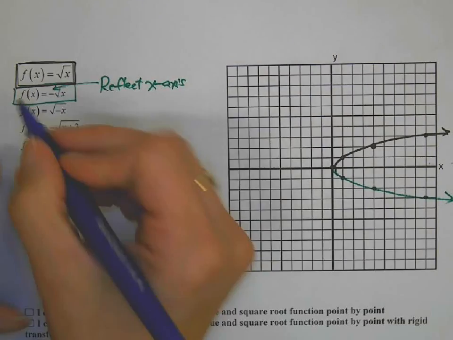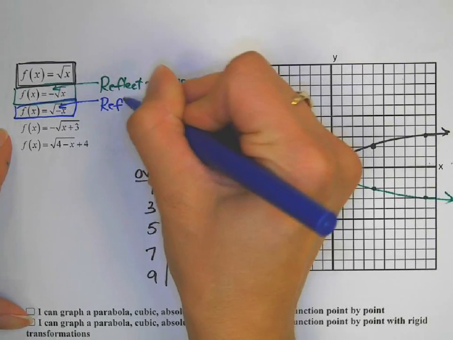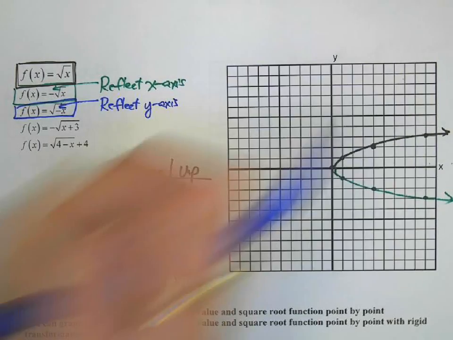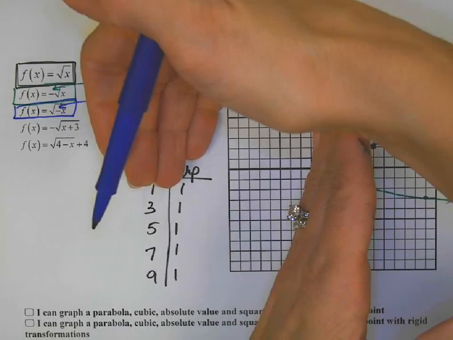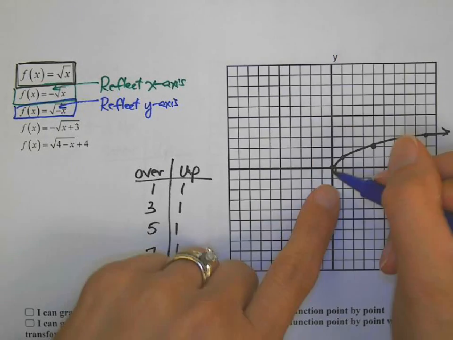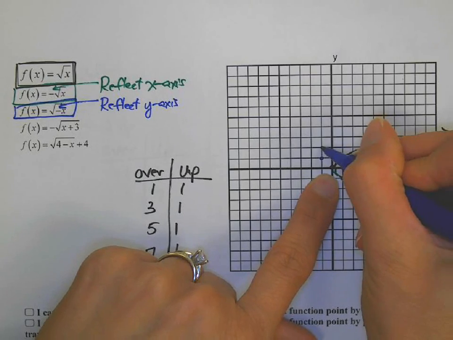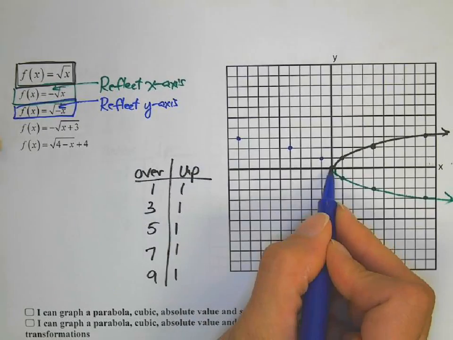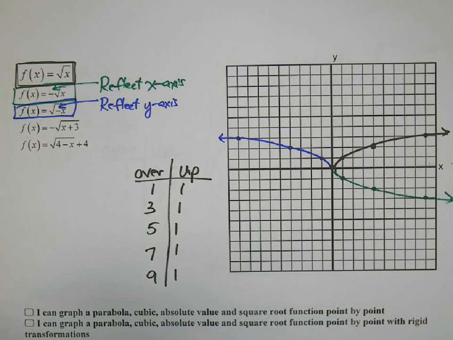Okay, number 3. I see a negative inside the radical. That is going to be a reflection over the y-axis. So if I take a look at the basic parabola right here, and I reflect him over the y-axis, that means he's going to be going into quadrant 2. Okay, so he's going to grow to the left. Up 1, over 1. Up 1, over 3. Up 1, over 5. There we go. Parabola growing to the left.